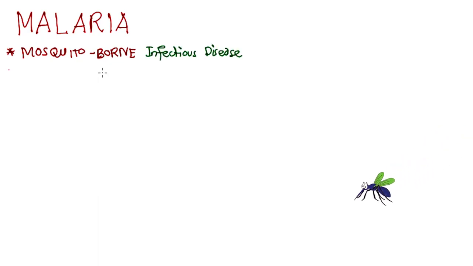The word malaria came from two Italian words, mal, which means bad, and aria, which means air. This was due to the fact that initially the disease was thought to have resulted from swamp exhalations. Malaria is a mosquito-borne infectious disease primarily affecting humans and other animals.